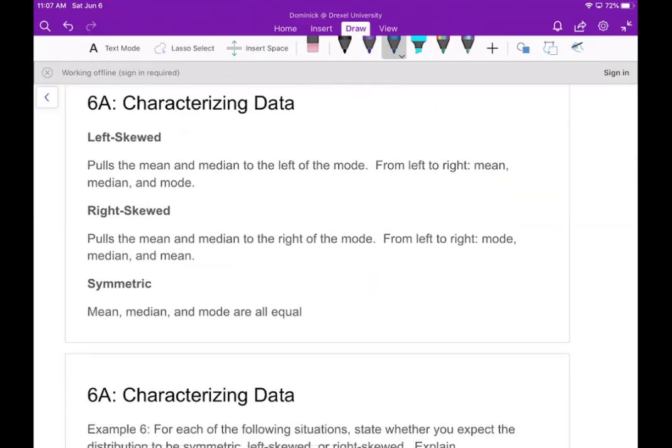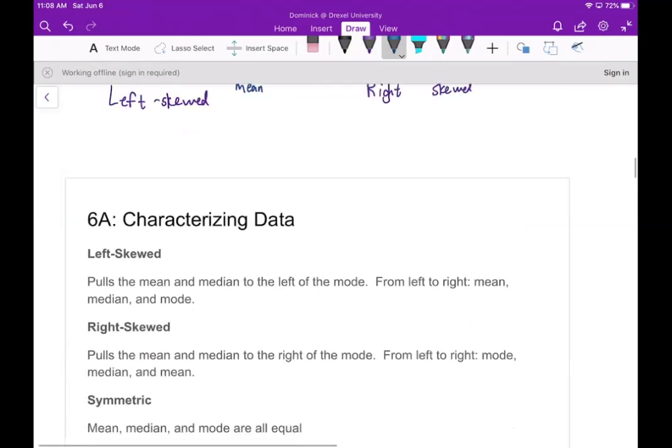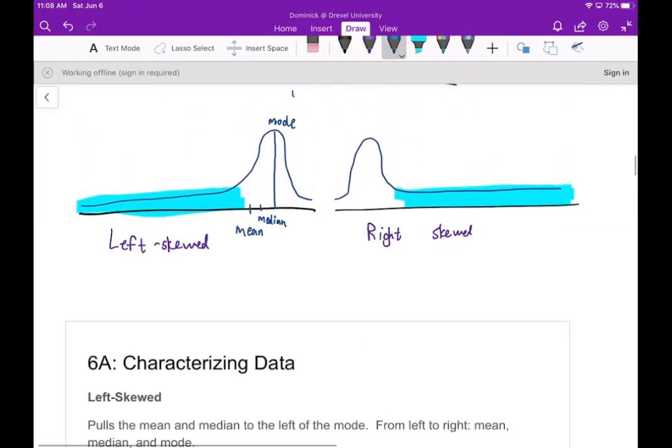Now on the right skewed, it pulls the mean and the median to the right of the mode. So from left to right, you'd have mode, median, and mean, right? So the mode would be here at the peak, then the median, and then the mean.